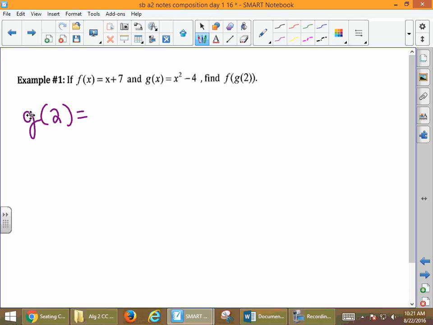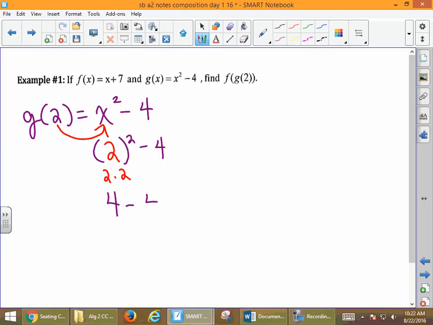What I like to do is write down our function g, and our function g says x squared minus 4. And now we're going to take this value of 2, and put it into the function wherever we see x. So this is going to become 2 squared minus 4. 2 squared means 2 times 2. So we have 4 minus 4, which equals 0. That's our output when we put 2 into the function.